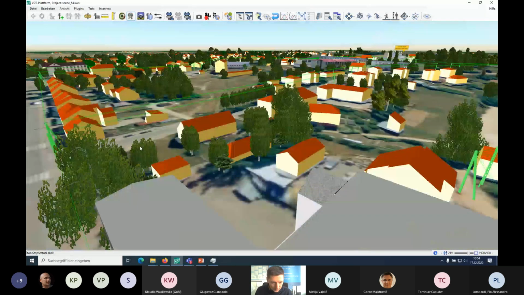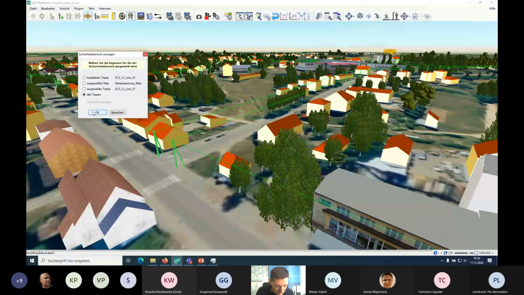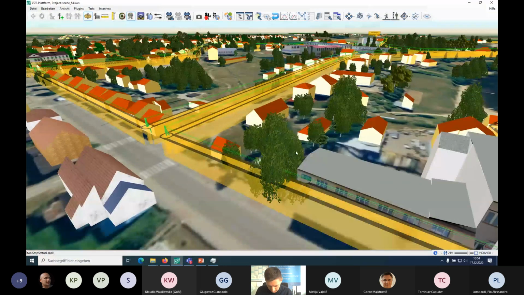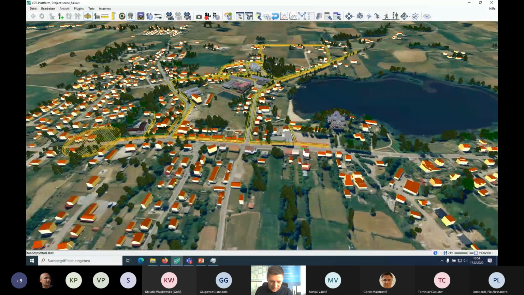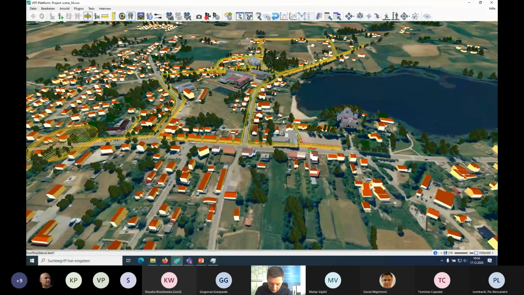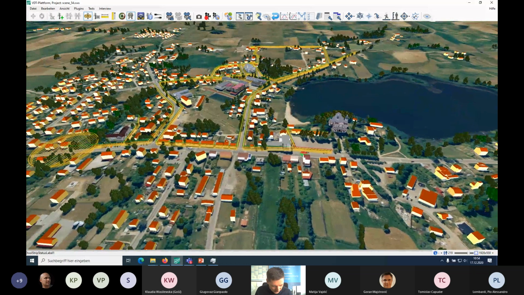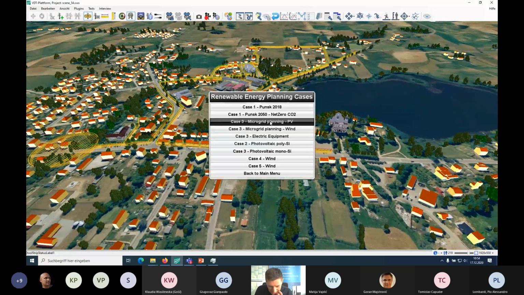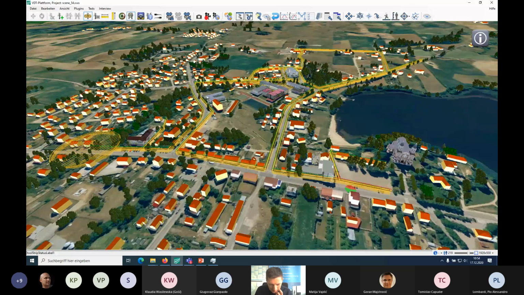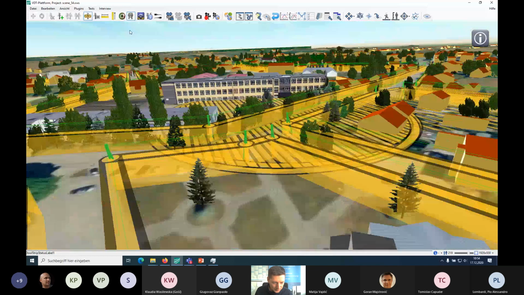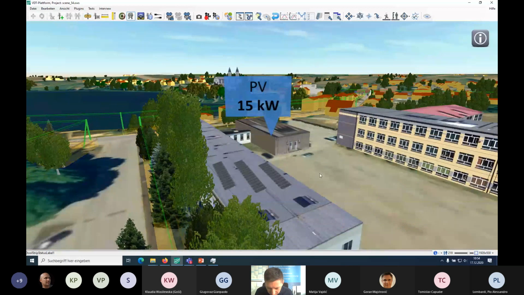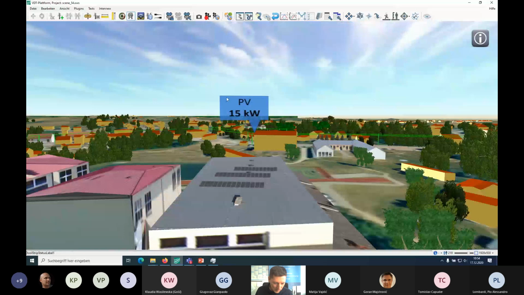We can also make some visibility tests to be seen the new infrastructure. This is, for example, the needed reinforcement or the new lines in order to connect the renewables which are planned to be built there. Therefore, we have prepared some scenarios. So we can start from the power plants which already exist. So there are the small PVs on the rooftops, which are already installed in the region of Punsk.